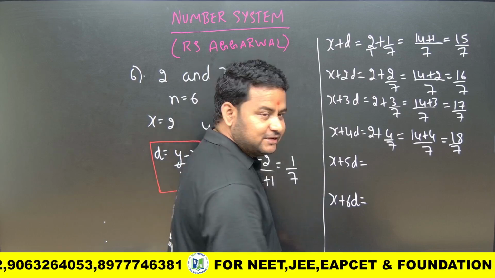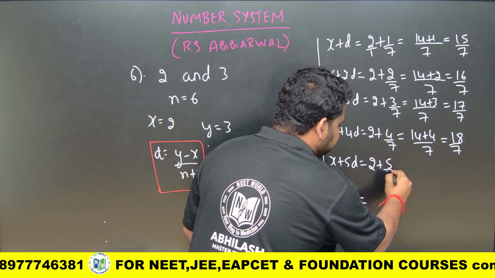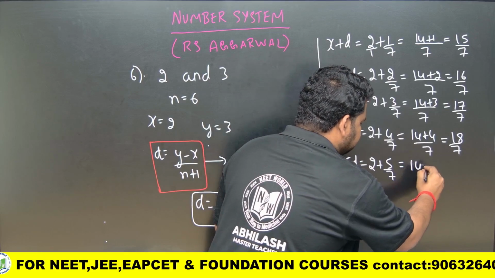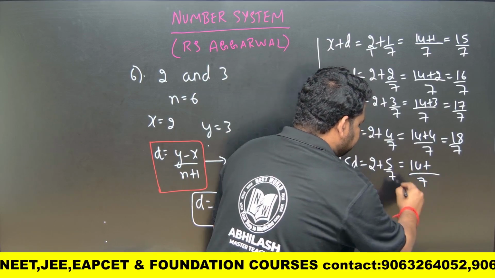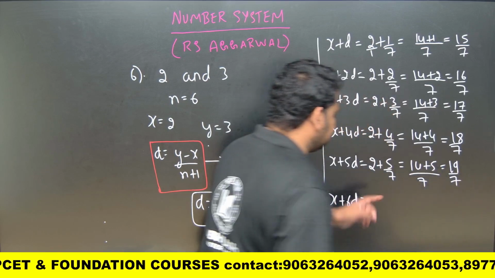Now, x plus 5d. x plus 5d means x is 2, and 5d means 5 into 1 by 7, which is 5 by 7. Now again, 7 2s are 14, the LCM is 7, so 14 plus 5 is nothing but 19 by 7. Alright, 19 by 7 I got.